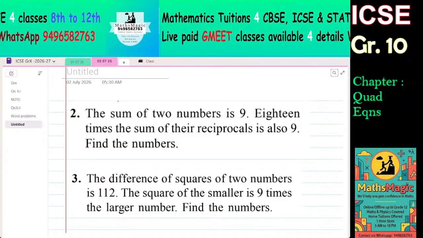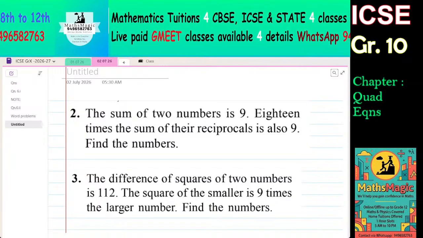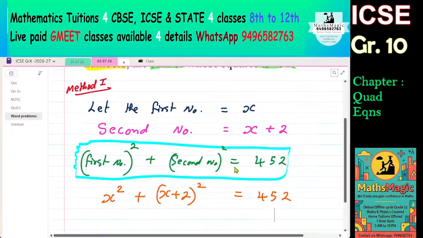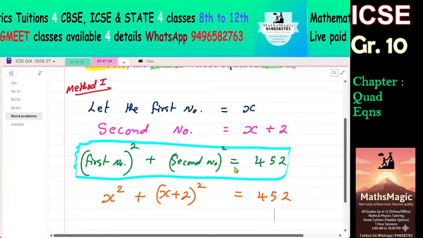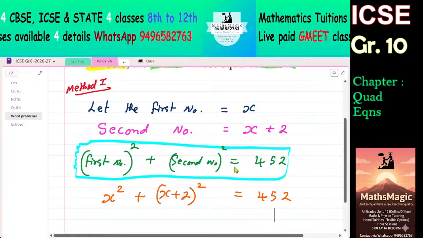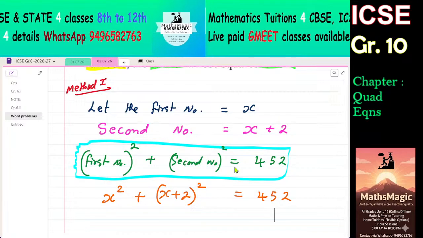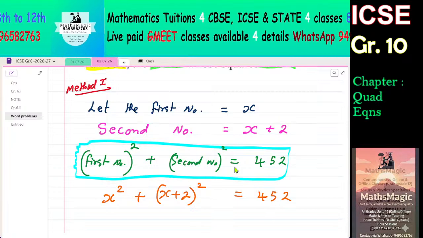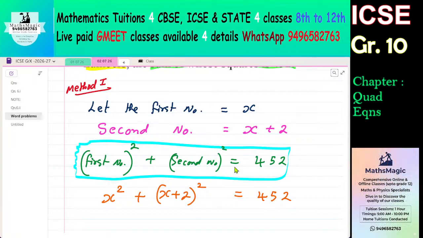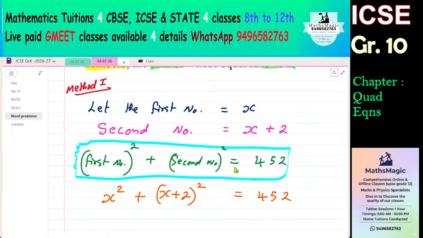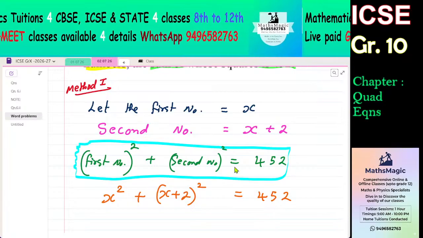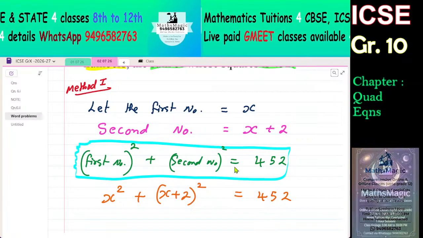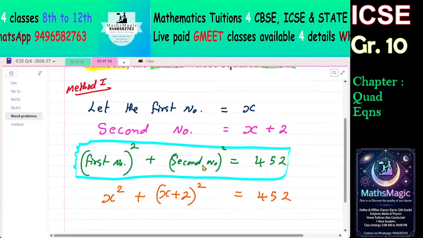Hope all of you have completed all these questions, because most of you have sent me answers. And what about this one? This is 14 and 16. Yes, if anyone has any doubt, just tell me. On expanding and solving you'll get 14 and 16. It's very good.